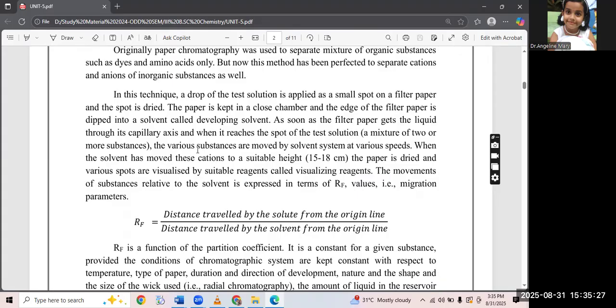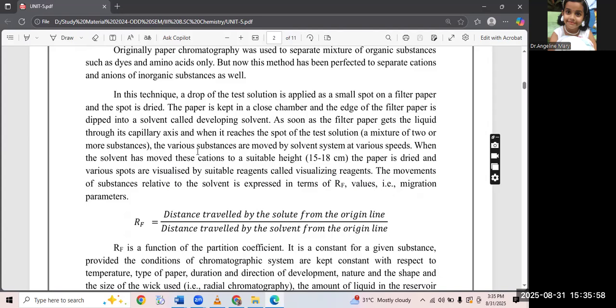Then the liquid, through capillary action, reaches the spot of the test solution. If two or more substances occur in the sample solution, they move at different rates from one cation or anion state to another. These should be visualized by using separate visualizing agents. Depending upon the different colored regions, we can easily identify which components are present.